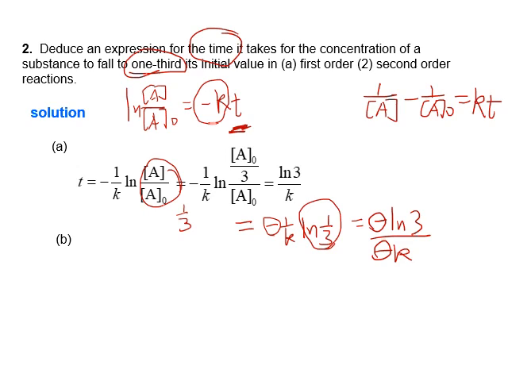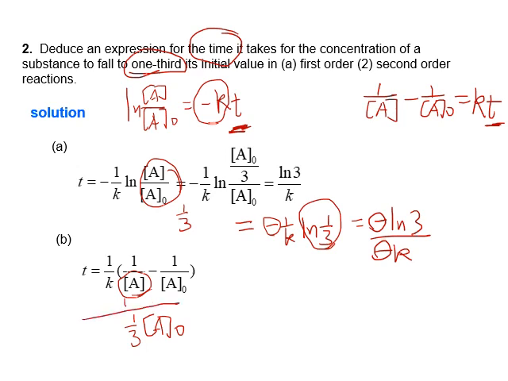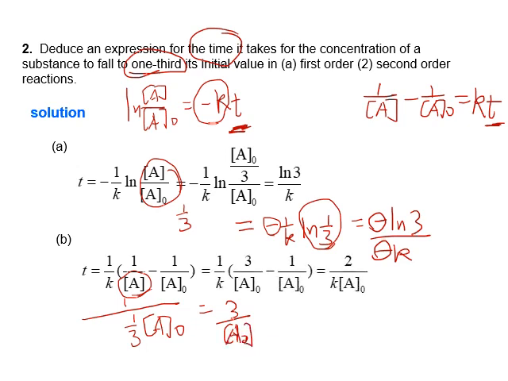For the second order reaction, you want to calculate the time, so you divide by K on both sides. All right, so you get this equation, and again this is 1/3 A naught. Then 1 divided by it gives you 3 over A naught. And that's why you have this one. 3 minus 1 is 2.